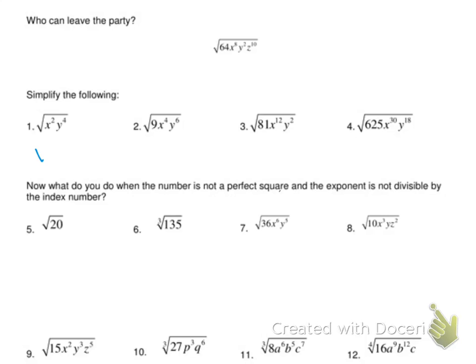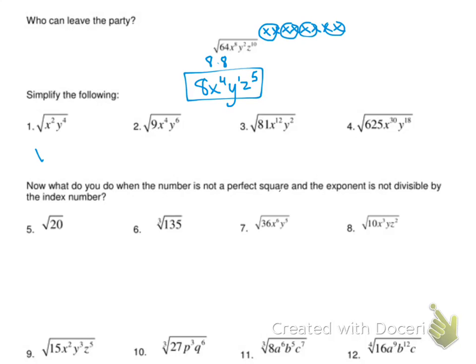So if I have 64, that is a pair of 8s. So they get to leave. Okay, 8 gets to leave. Now if I have 8 x's, how many pairs is that? I have 1, 2, 3, 4, 5, 6, 7, 8. They're leaving the party in pairs. How many pairs get to leave? 4 pairs. Okay, I have 2 y's, so only 1 pair gets to leave, and 10 z's, so 5 pairs get to leave. So is anyone still at the party? Nope. Everyone made it out.